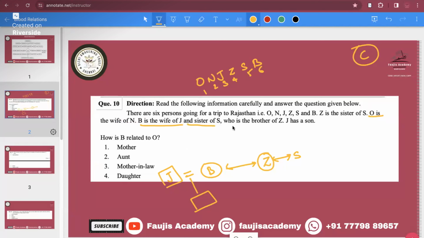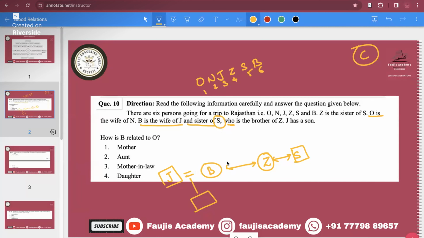B is the wife of J and sister of S, who is the brother of Z. So S is the brother of Z, which means S is male, right? From here we concluded this.